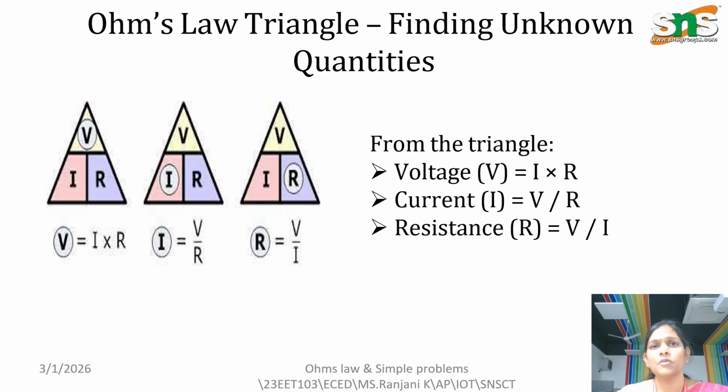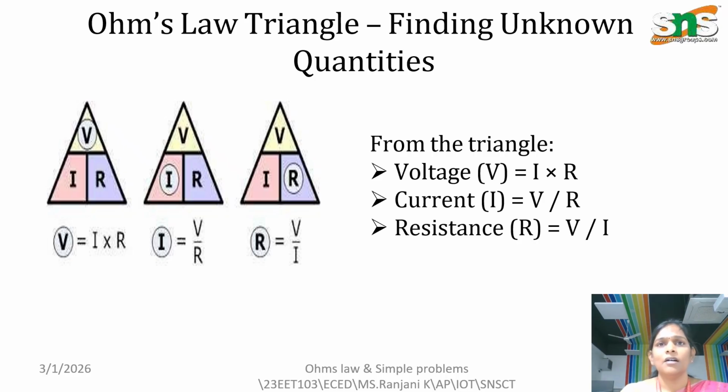Let us see the Ohm's law triangle. To make problem solving easier, we use the Ohm's law triangle. Here, V, I, R. From this triangle we can calculate V equals I times R, or I equals V by R, or R equals V by I. This triangle is very helpful during our examinations for quick calculation, and you can find the value of voltage, current, and resistor very easily.